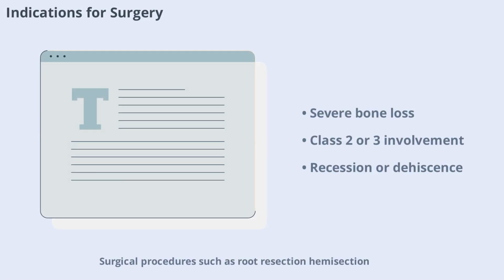Surgical procedures such as root resection, hemisection, and root separation are indicated for severe bone loss affecting one or more roots that cannot be treated with regenerative procedures. They are also used for Class 2 or 3 furcation involvement and severe recession or dehiscence of a root. These interventions are reserved for cases where traditional therapy is insufficient and the strategic value of the tooth warrants preservation.